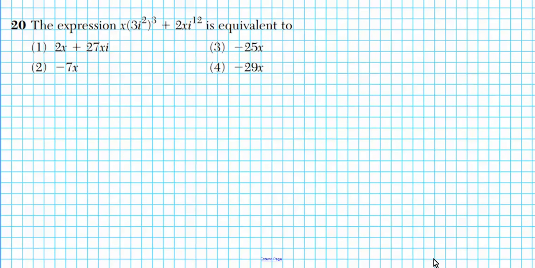All right, let's take a look at number 20, the last in this review installment. It says the expression x times (3i squared) to the third plus 2x times i to the 12th is equivalent to... So in this problem, you need to remember your powers of i, okay? There's a cyclical pattern that exhibits itself when you carry out the expansion. Now this is the rule.